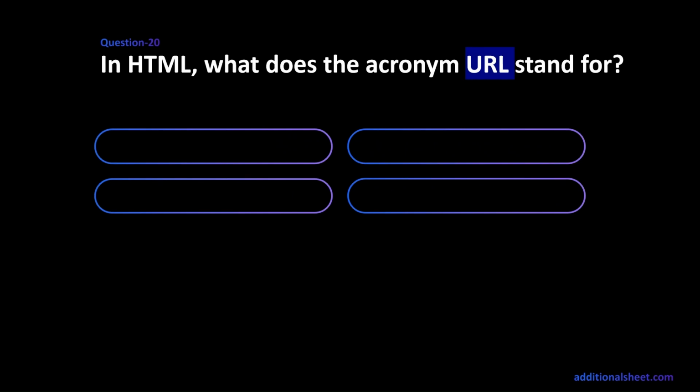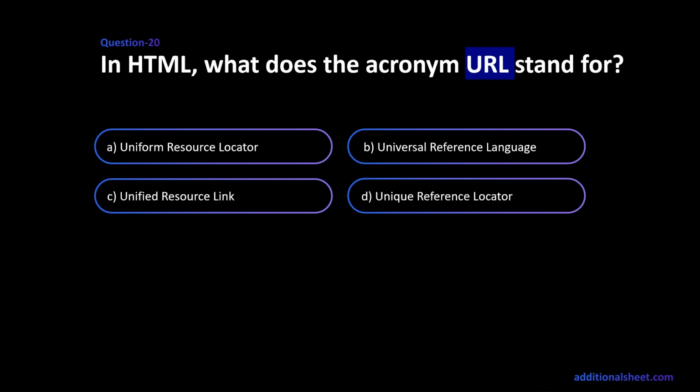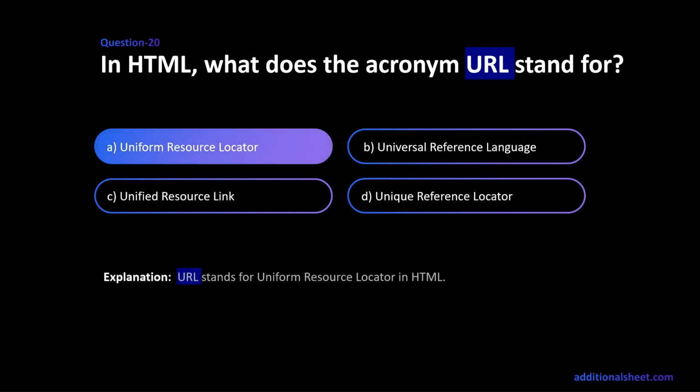Q20. In HTML, what does the acronym URL stand for? Options are: A. Uniform Resource Locator. B. Universal Reference Language. C. Unified Resource Link. D. Unique Reference Locator. The correct answer is option A. URL stands for Uniform Resource Locator in HTML.